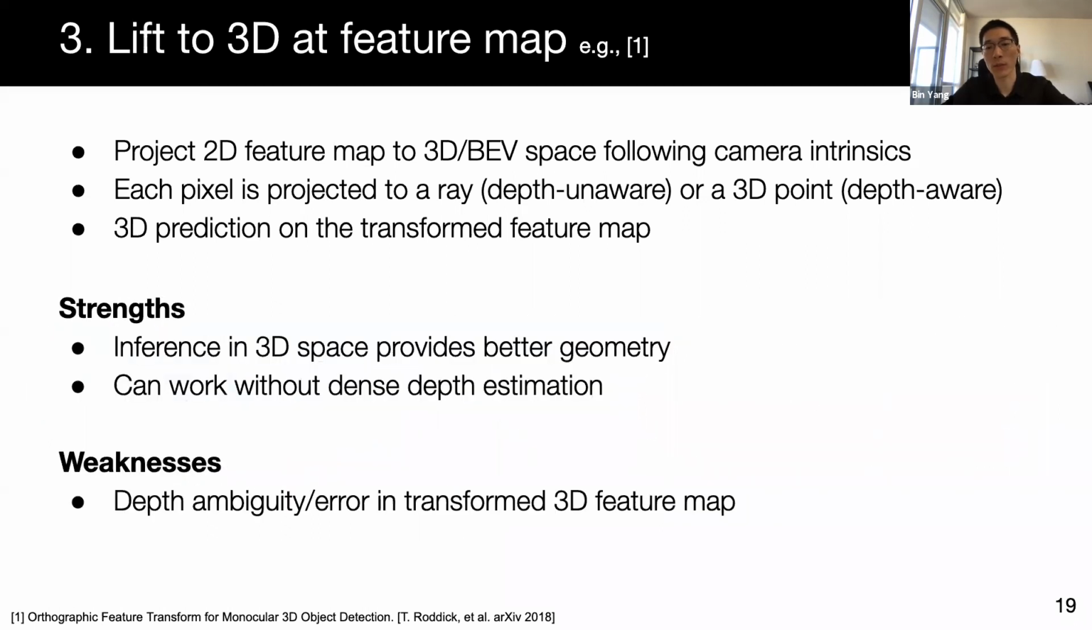Since the features lie in 3D space, they typically produce better 3D geometry. Another advantage is that the 2D to 3D feature transformation only requires the camera parameters and can work even without depth estimation. The main weakness of this kind of approach also lies in the feature transformation. When depth is unknown, the one-to-many mapping brings ambiguity in the resulting 3D feature maps. When depth is known, errors in the depth estimation would also lead to misaligned 3D features.